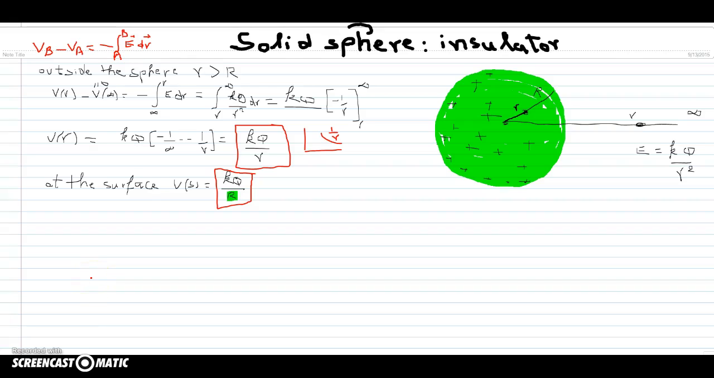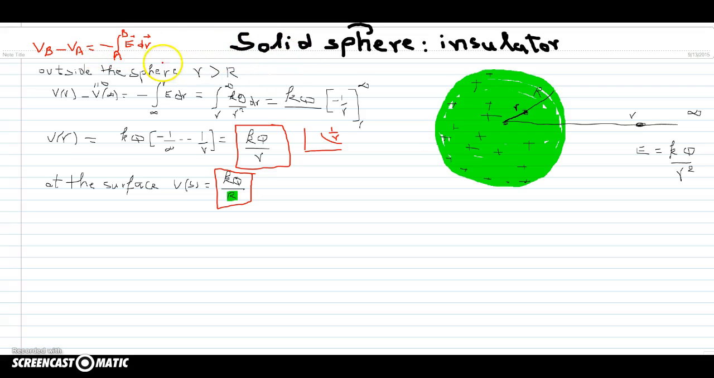Alright, in this tutorial I'm going to show you how to use this formula to find the voltage difference between 2 points B and A in space. It is equal to the negative of the integral from A to B of the field dot dr. This is the theoretical definition of the difference of potential between 2 points.